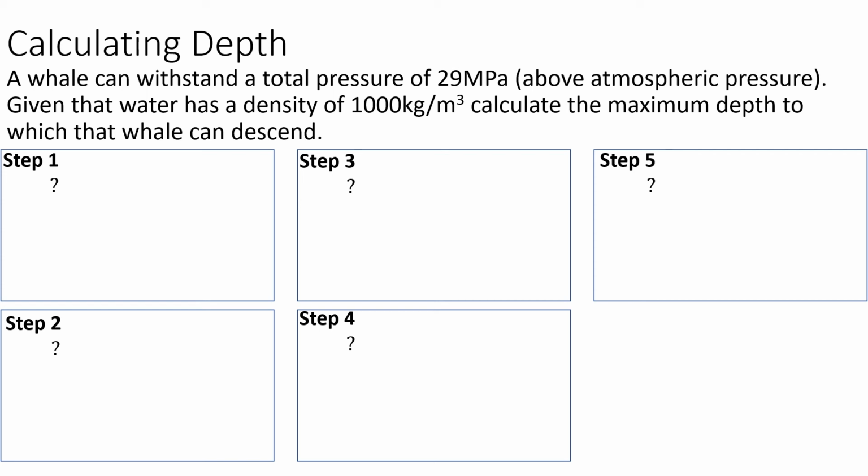Finally, for calculating depth, a whale can withstand a total pressure of 29 megapascals above atmospheric pressure. Given that water has a density of 1,000 kilograms per meter cubed, calculate the maximum depth to which the whale can descend. Complete all of the steps this time. If you need any help, you can always go back to the previous questions to look at how to solve this problem.